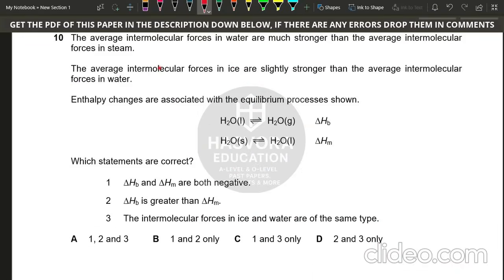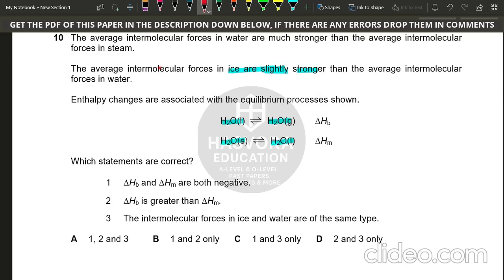Now, question number 10 says the average intermolecular forces in water are much stronger than the average intermolecular forces in steam. The average intermolecular forces in ice are slightly stronger. Slightly means very minimal, so you can just ignore this fact. Then the average molecular forces in water, enthalpy changes are associated with the equilibrium process. You can see that H2O in liquid form is converted to gas or steam, and the solid is converted to liquid. So which statements are correct?